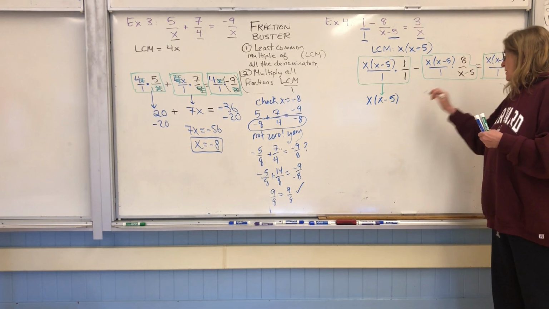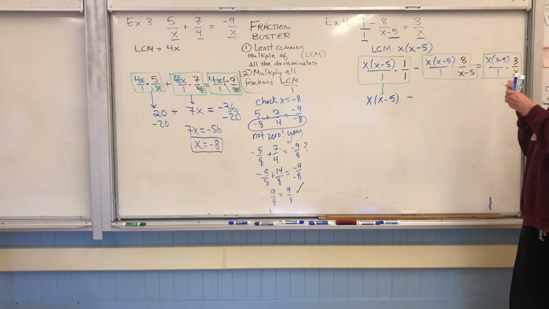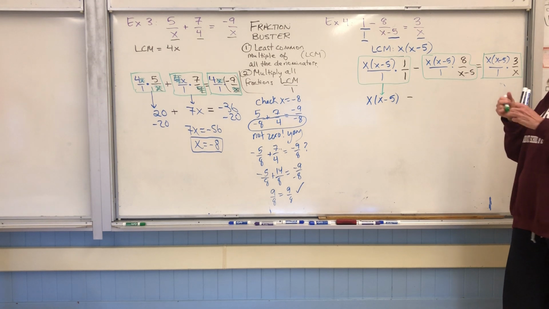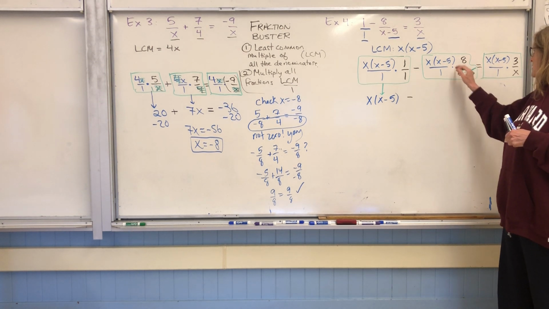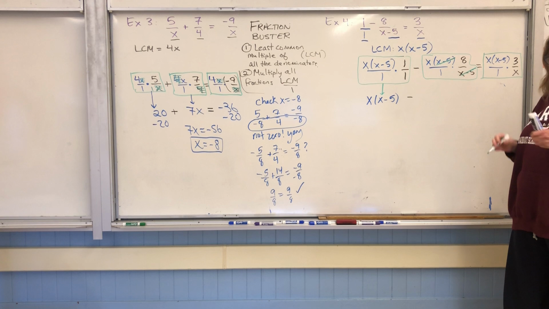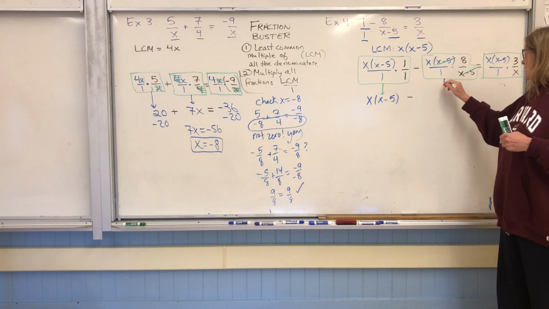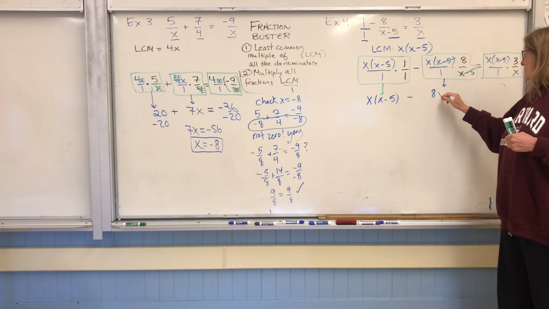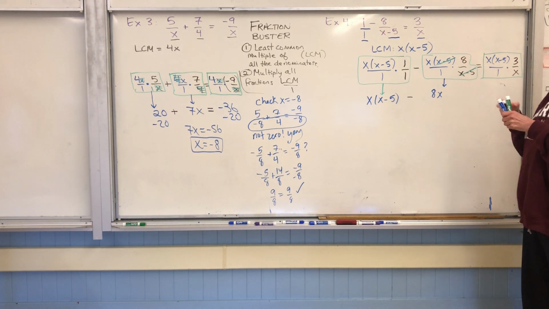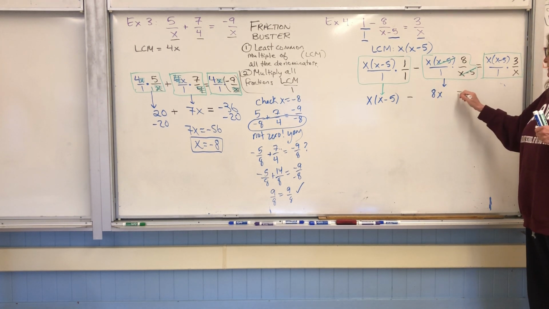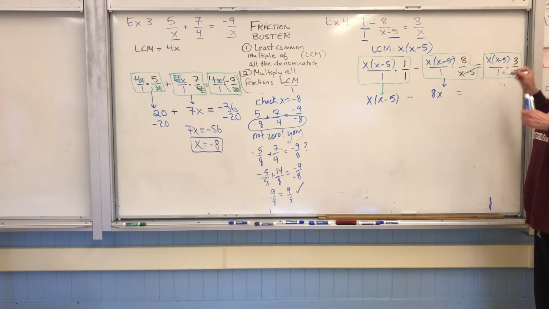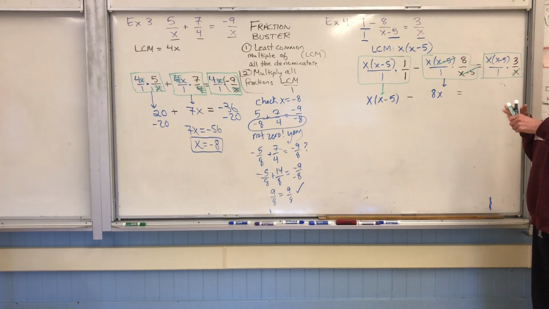Now, okay, here is the fun. This one's fun. I get to cancel out the x minus 5s. So all I'm left with on the top is x times 8. So this is 8x. And then we have our equals. And here we get to cancel out an x. So we're left with 3 times x minus 5.